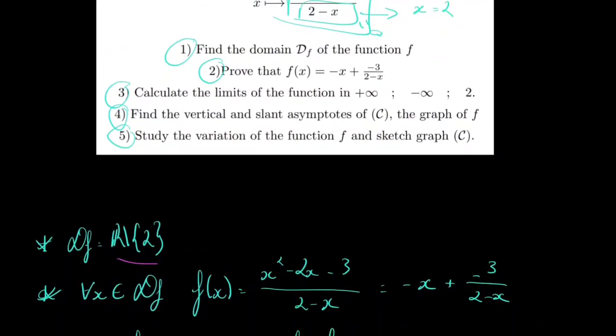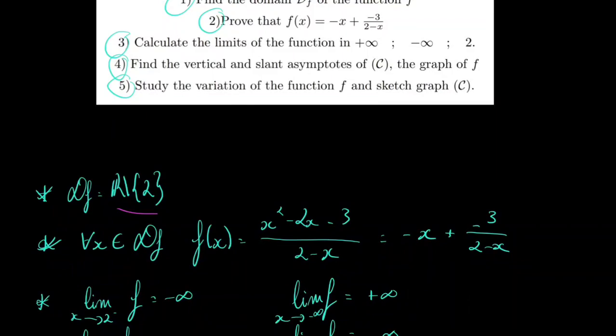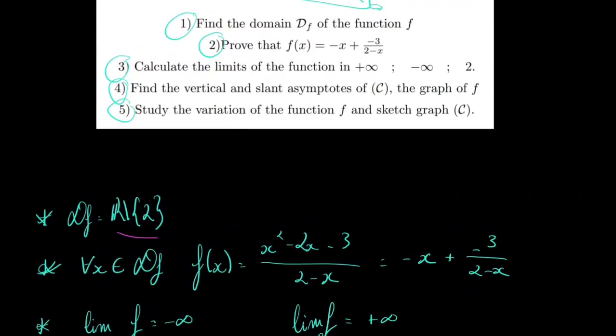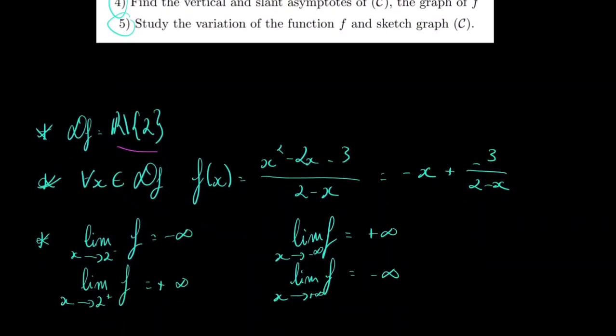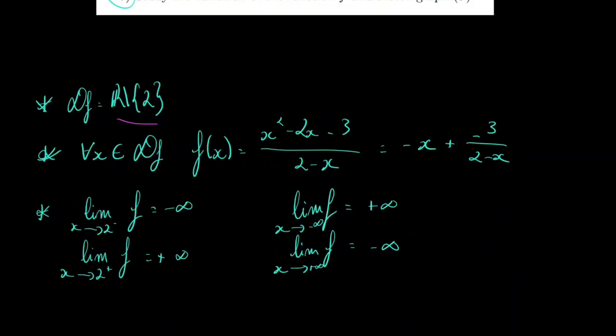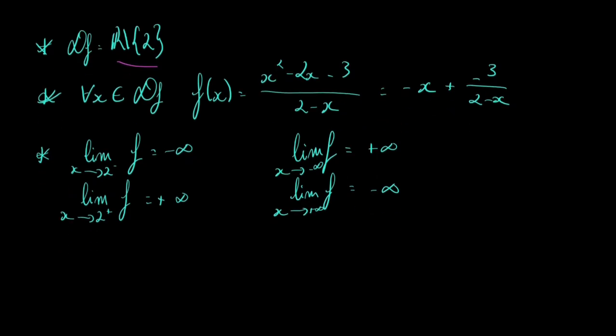Then we proved that for all x in the domain of definition, f of x can also be written as minus x plus minus 3 over 2 minus x. And then we found the limit of f just before the forbidden value 2, in 2 minus, just after the forbidden value 2, in 2 plus, so coming from the right side, and then in minus and plus infinity.